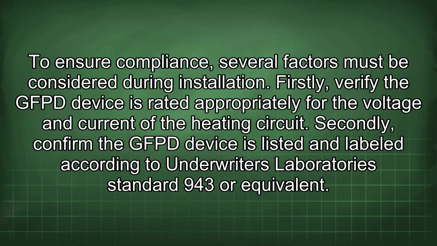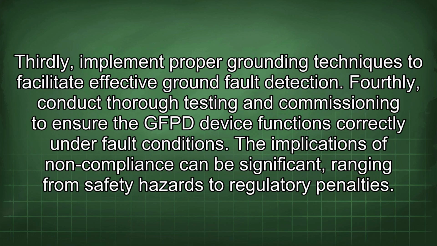To ensure compliance, several factors must be considered during installation. Firstly, verify the GFPD device is rated appropriately for the voltage and current of the heating circuit. Secondly, confirm the GFPD device is listed and labeled according to Underwriter's Laboratory Standard 943 or equivalent. Thirdly, implement proper grounding techniques to facilitate effective ground fault detection. Fourthly, conduct thorough testing and commissioning to ensure the GFPD device functions correctly under fault conditions.